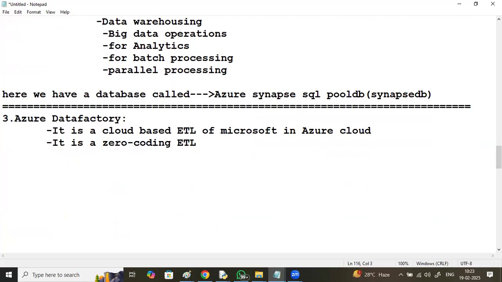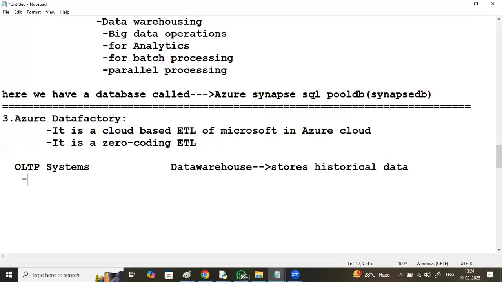For example, OLTP systems, online transactional processing systems, and on another side we have a data warehouse. A data warehouse stores historical data. Take examples of OLTP systems: as part of Azure SQL we have it, and if we talk about on-premises, we have many, like Oracle, MySQL, SQL Server, MongoDB.